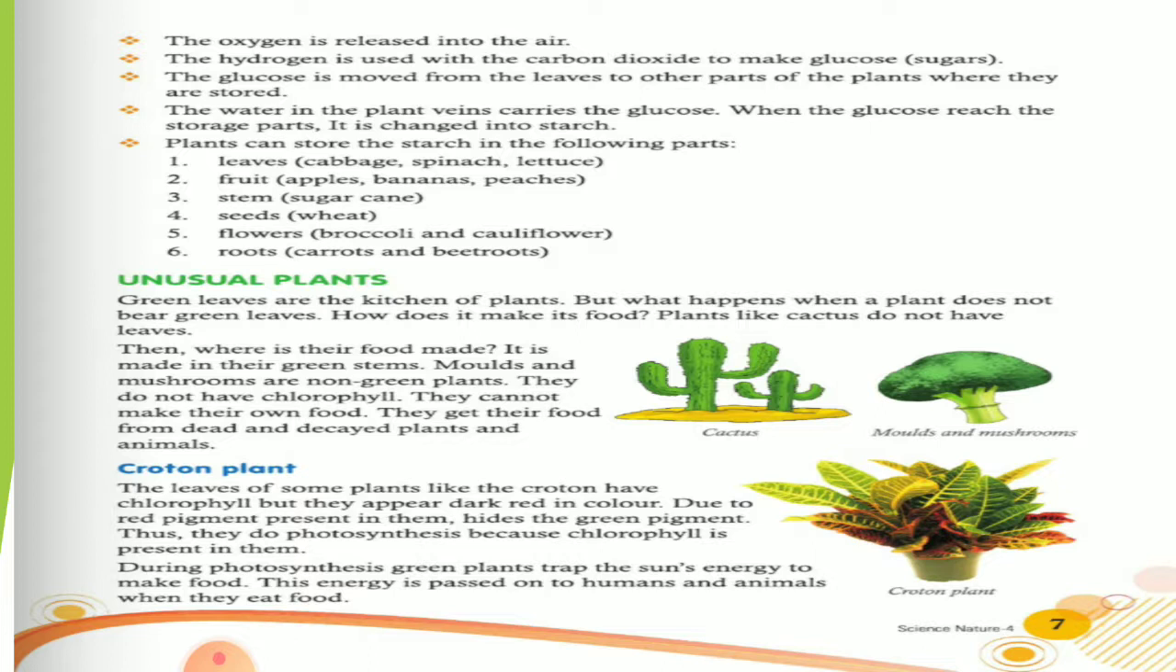During photosynthesis, green plants trap the sun's energy to make food. This energy is passed on to humans and animals when they eat the food. So the sun's energy is trapped inside the plant body. When they make food, they trap the energy of the sun into food, and when animals eat the plant, they also get the energy through the food.